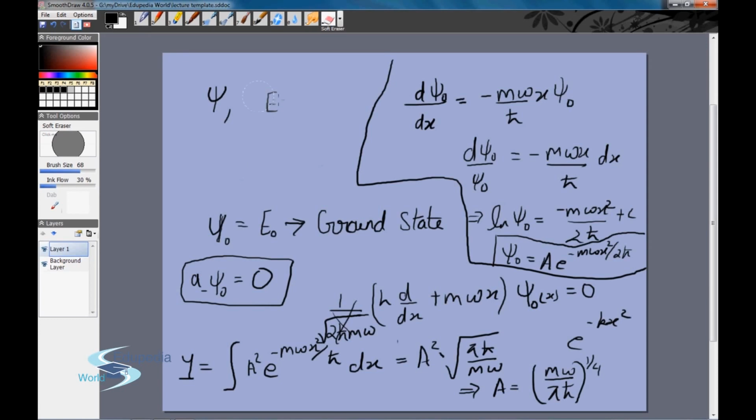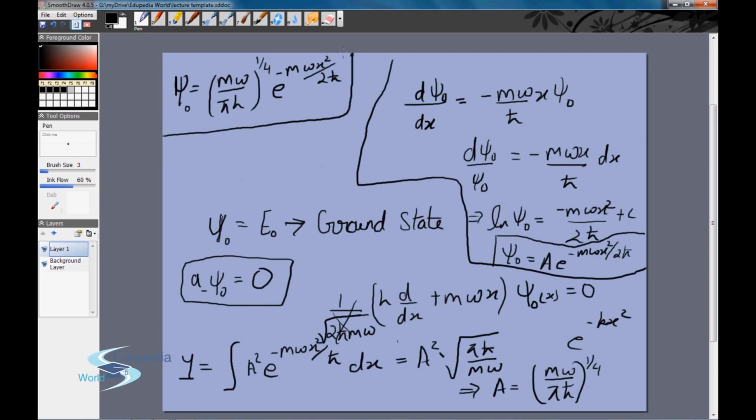So finally what we get is, I'll write the solution here. The ground state, which means the state which has the smallest energy, has ψ₀ equal to (mω/πħ) to the power 1/4 times e to the power minus mωx²/2ħ. So this is the ground state, and using the raising operators we can find ψ for any other value.